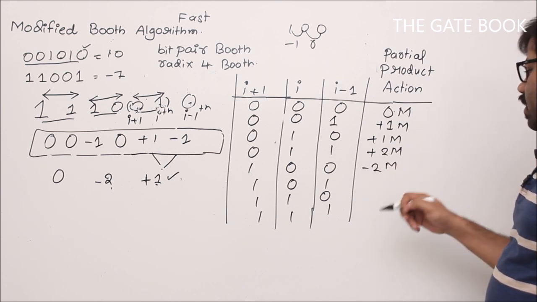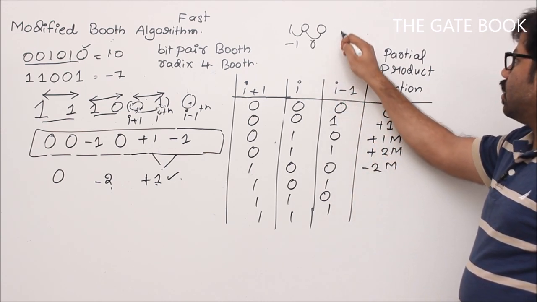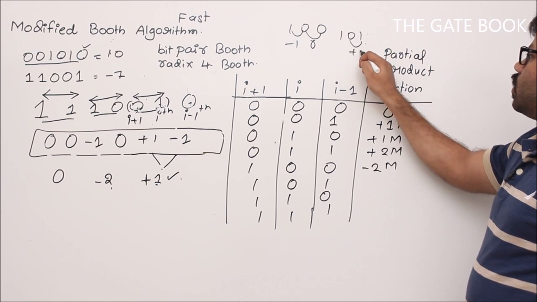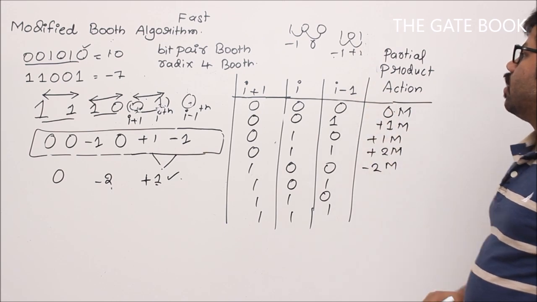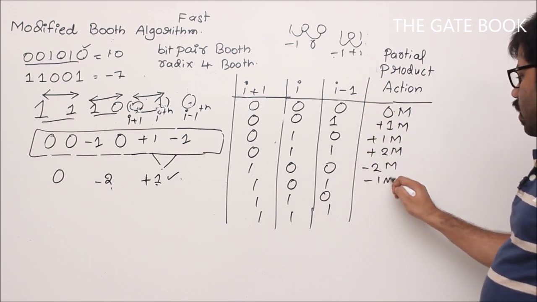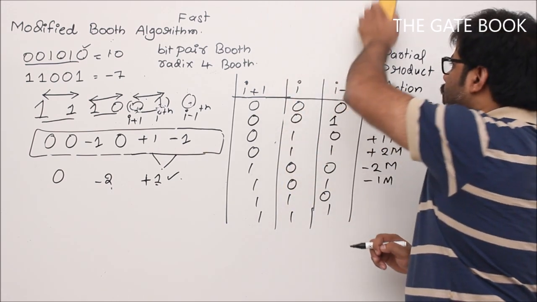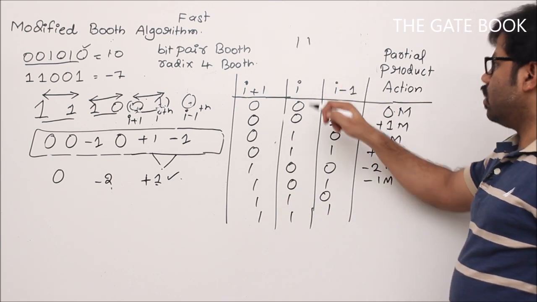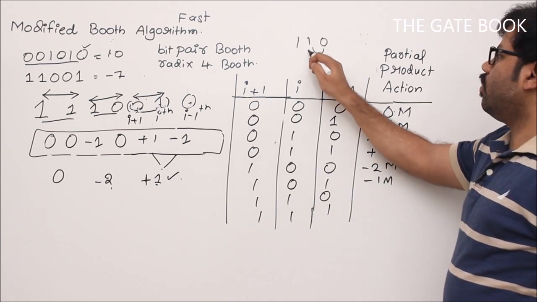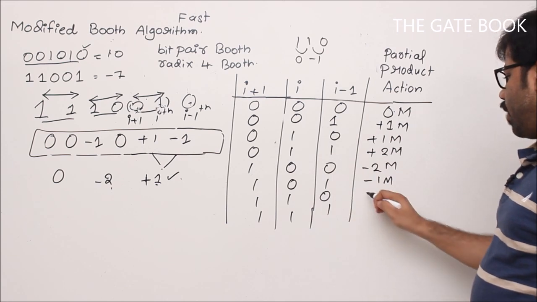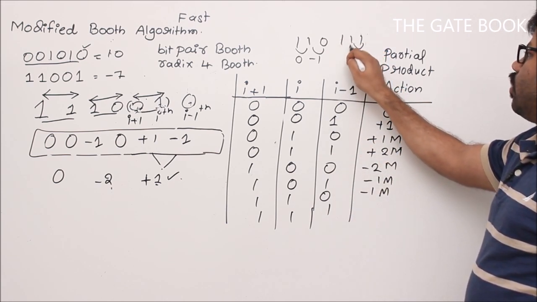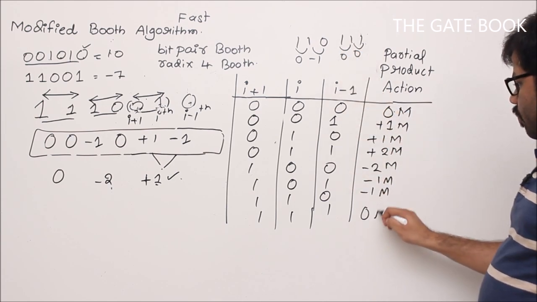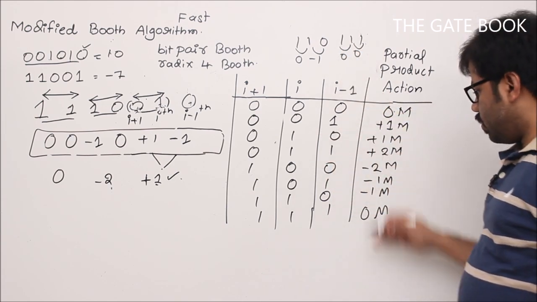You know that, right? By this time you should have gained experience. 1 0 1: minus 2 plus 1 is minus 1m. Next 1 1 0: 0 1 minus 1, it would be minus 1m. Next, last one, triple 1, 1 1 1: it is 0m, right? So these are the actions.